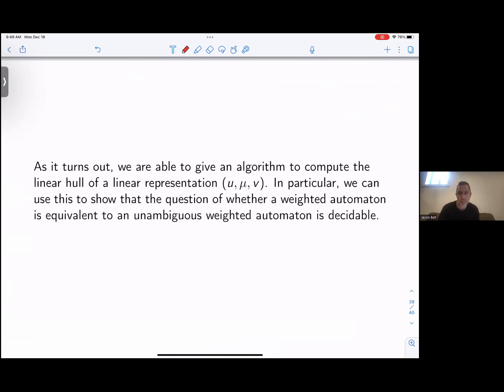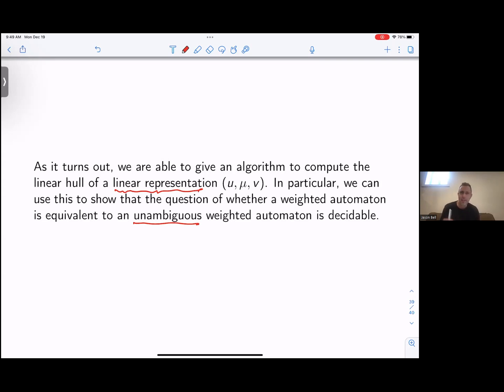In more recent work, Daniel and I have found an algorithm to compute the linear hull of a representation. We saw that people in theoretical computer science had picked up this linear hull stuff and were working out special cases. So we decided to do this. And so the question of whether a weighted automaton is equivalent to an unambiguous or even deterministic weighted automaton is decidable, because we can use this linear algebraic approach to computing the linear hull. So that was one thing.